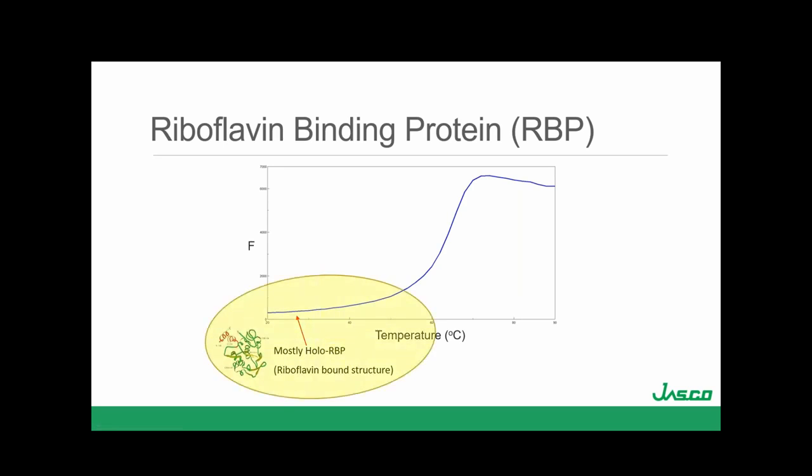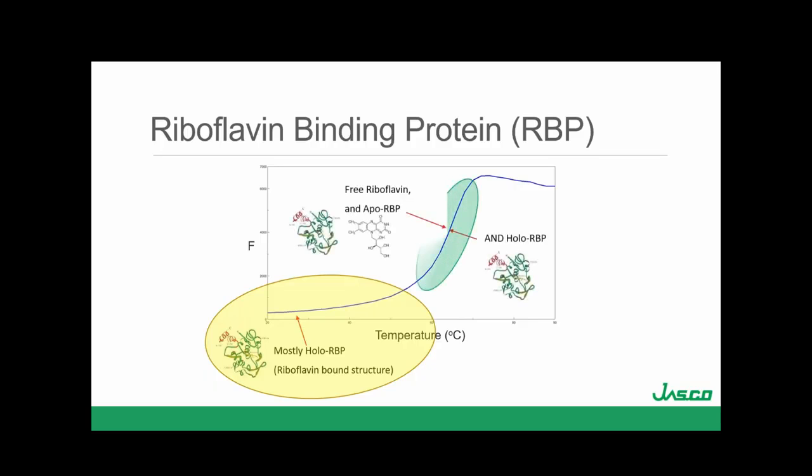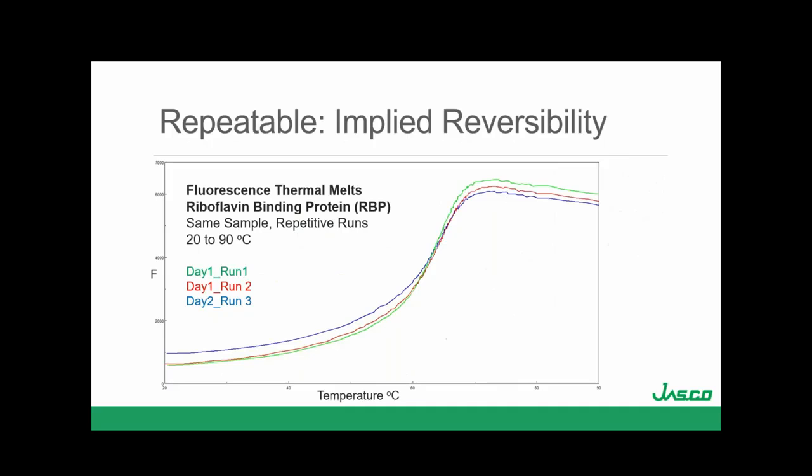This area here, where we have a slight slope, is mostly holo RBP, which begins to transition into apo RBP, free riboflavin, and a mix of holo RBP with a 50-50 mix showing up here at the transition point. The end point of our melt, we have free riboflavin and apo-RBP. So let's look at some data.